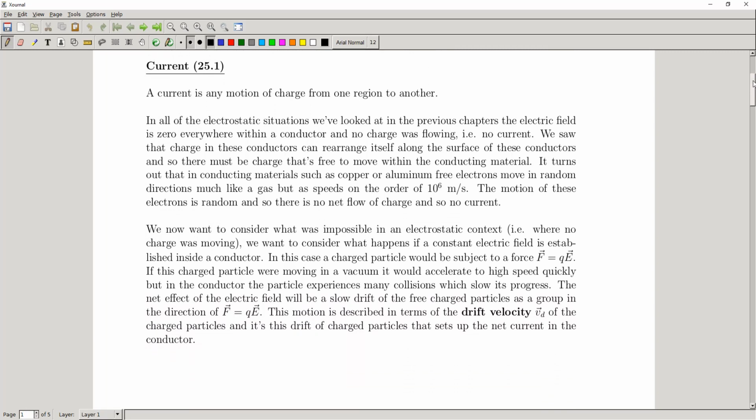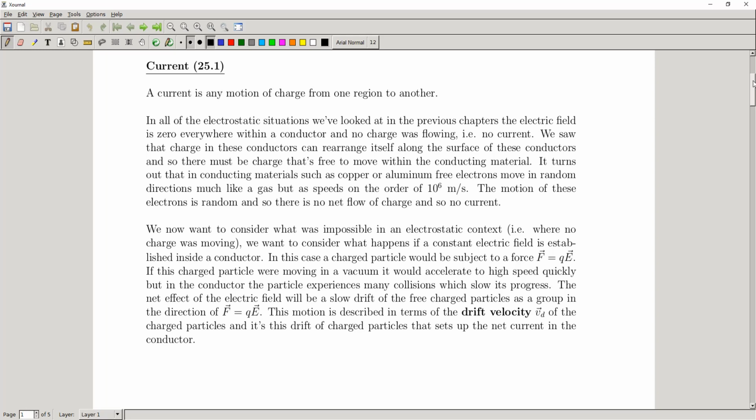A current is any motion of charge from one region to another. The current that we're going to run into most often will be current running down a wire, right? There can be current in other things, solutions, different types of things, but when we're thinking about current, we're going to mostly be thinking about wires and batteries and different circuits that we could make, right?